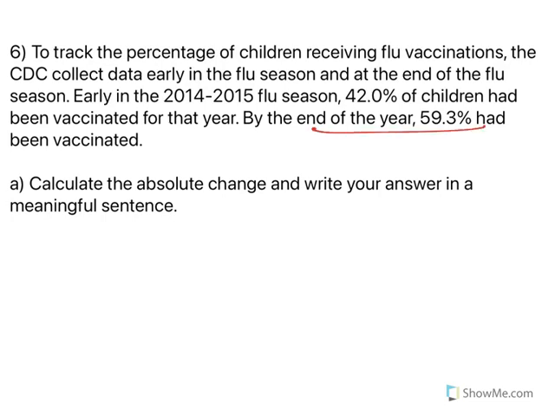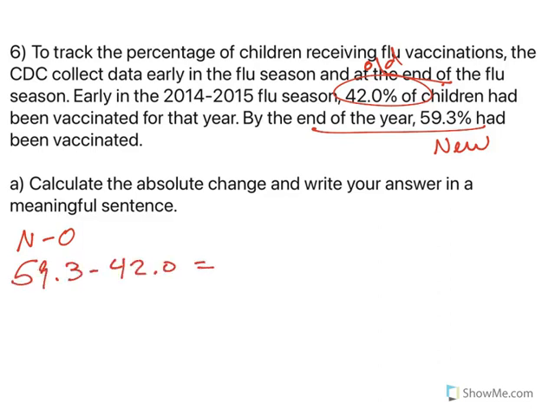So the end of the year would be the new, the beginning of the year would be the old. So absolute change is new minus old, or final minus initial. I don't care how you think about it. But we've got 59.3 minus 42.0, which gives me a 17.3. And that is percentage points.